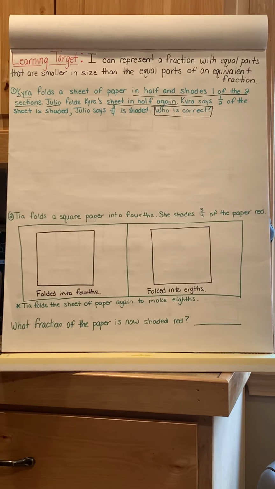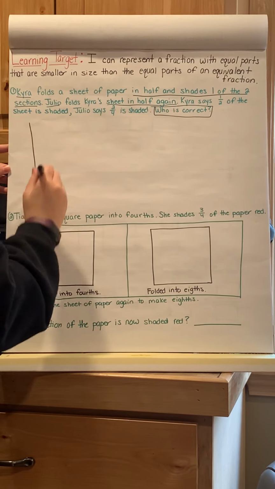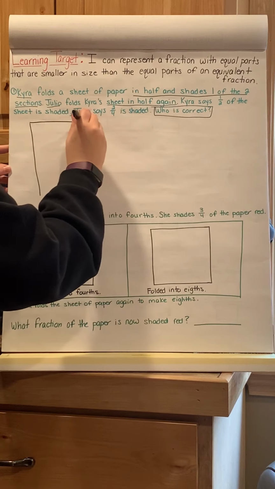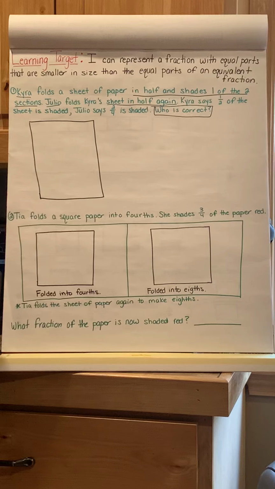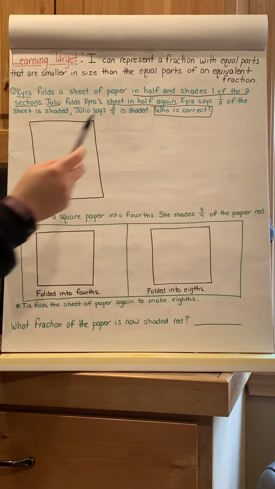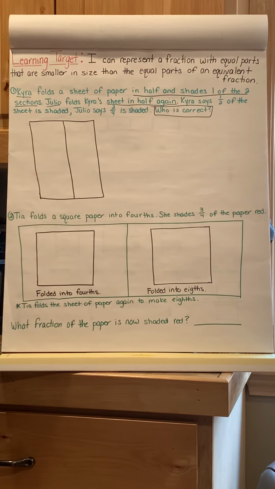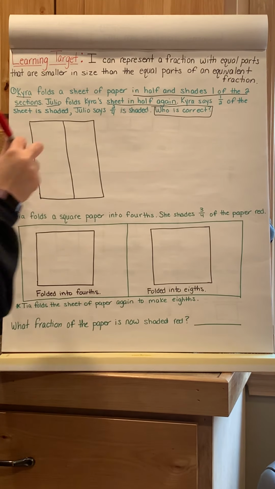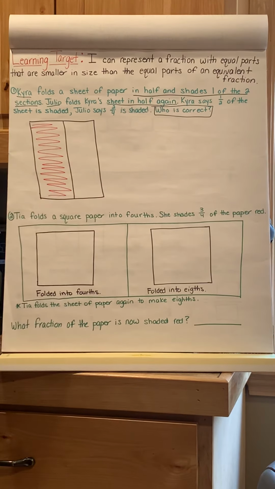Well, first, I'm going to draw two sheets of paper because I have two different ways that they were folded. So first, let's fold Kyra's. So there's Kyra's sheet of paper, and she folded hers in half. And then she shaded one of the two sections. So there's Kyra's piece of paper.